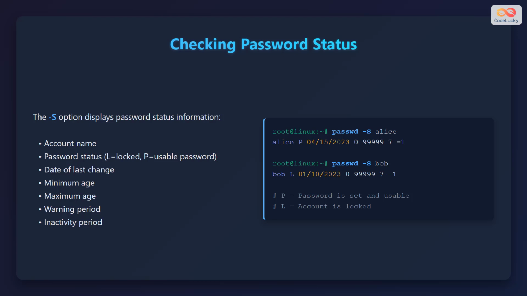The output shows Alice P, followed by the last change date and other parameters. The status P indicates the password is set and usable. Similarly, for Bob, the command passwd -S Bob shows Bob L, indicating the account is locked.